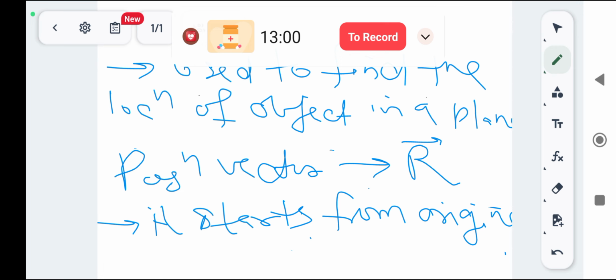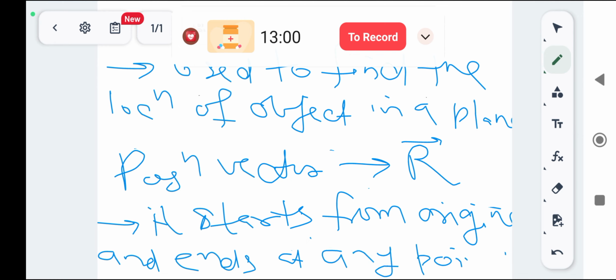The position vector starts from the origin and terminates at any arbitrary point in a plane.